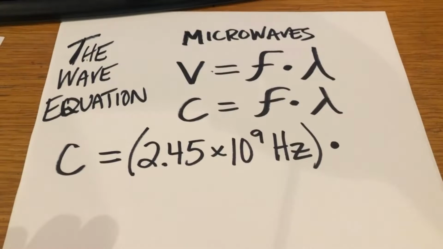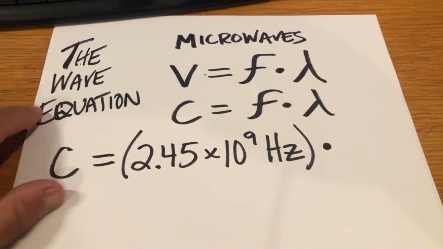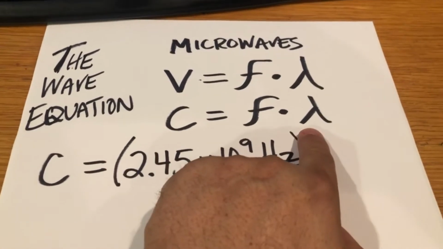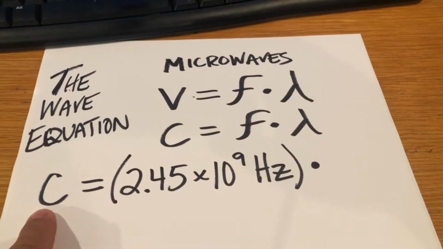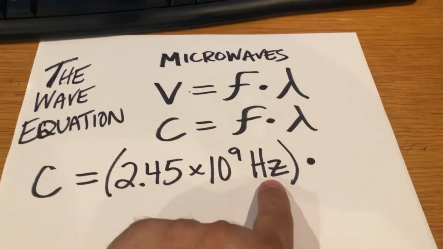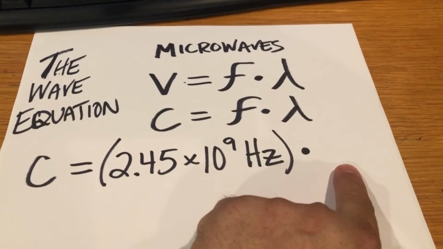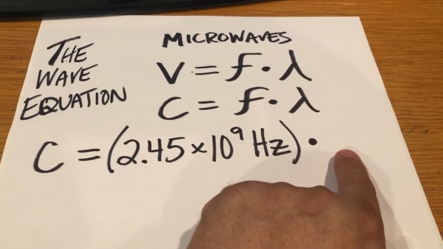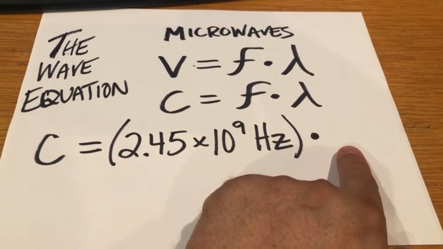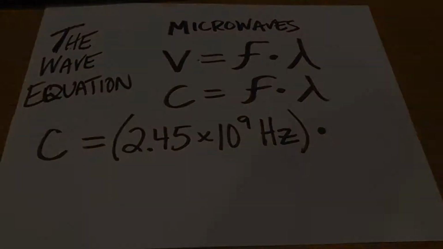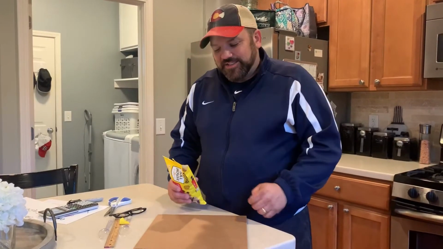All right, so now we come back to our wave equation. Remember, we said the speed of light was the frequency of the waves times the wavelength. And we now know the speed of light is our frequency, 2.45 times 10 to the 9th hertz, times our wavelength. But what is the wavelength? Well, that's what we're going to do next. We're going to find the wavelength of the microwaves in our microwave, and that's what we're going to use our chocolate chips for.